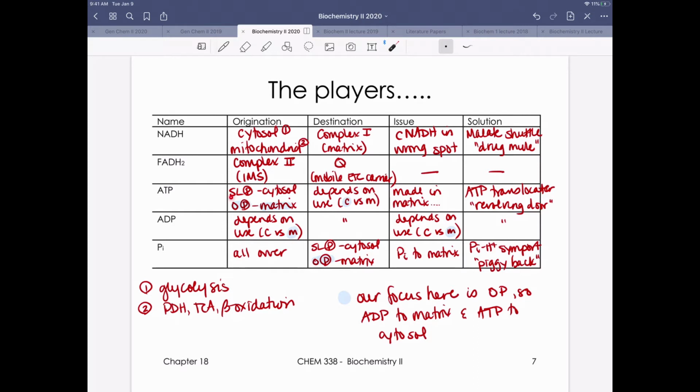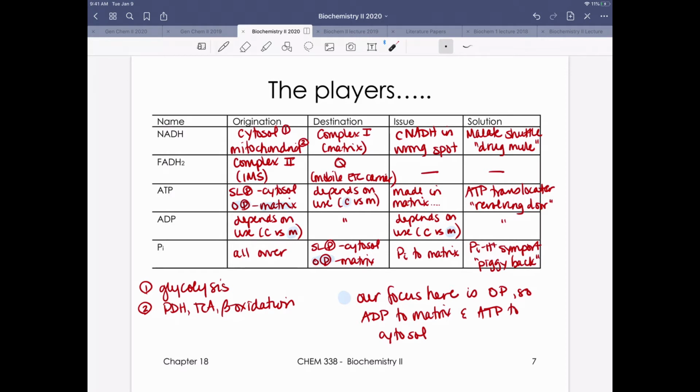Again, if we've got substrate level phosphorylation, we've actually already got ATP in the cytosol. But if we've got oxidative phosphorylation that's making ATP, it's going to be made in the matrix. So this is problematic if you need to have ATP be used out in the cytosol. So we've got to have a way to have ATP get from where it's made in the matrix out to the cytosol, which is where it might need to be used.